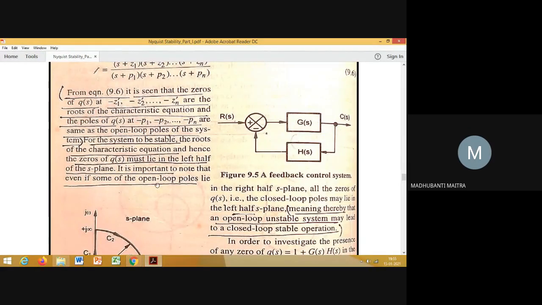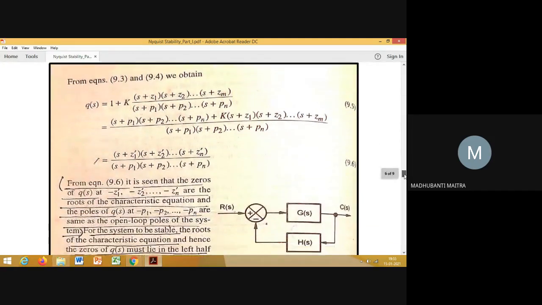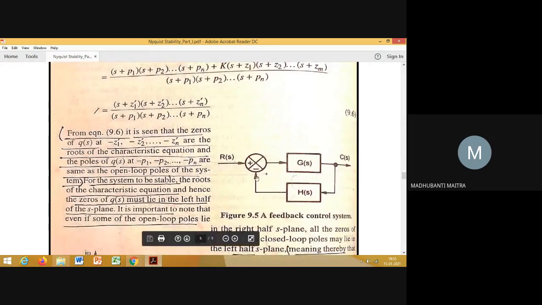So it's important to note that even if some of the open loop poles lie in the right half of the S-plane, that means the open loop system will be unstable. If some of the open loop poles lie in the right half of the S-plane, that implies that the open loop system itself is unstable. But after closing this feedback path, if we find that all the roots of the characteristic equation lie in the left half of the S-plane, that means that with the help of this feedback path, an open loop system can be made stable.